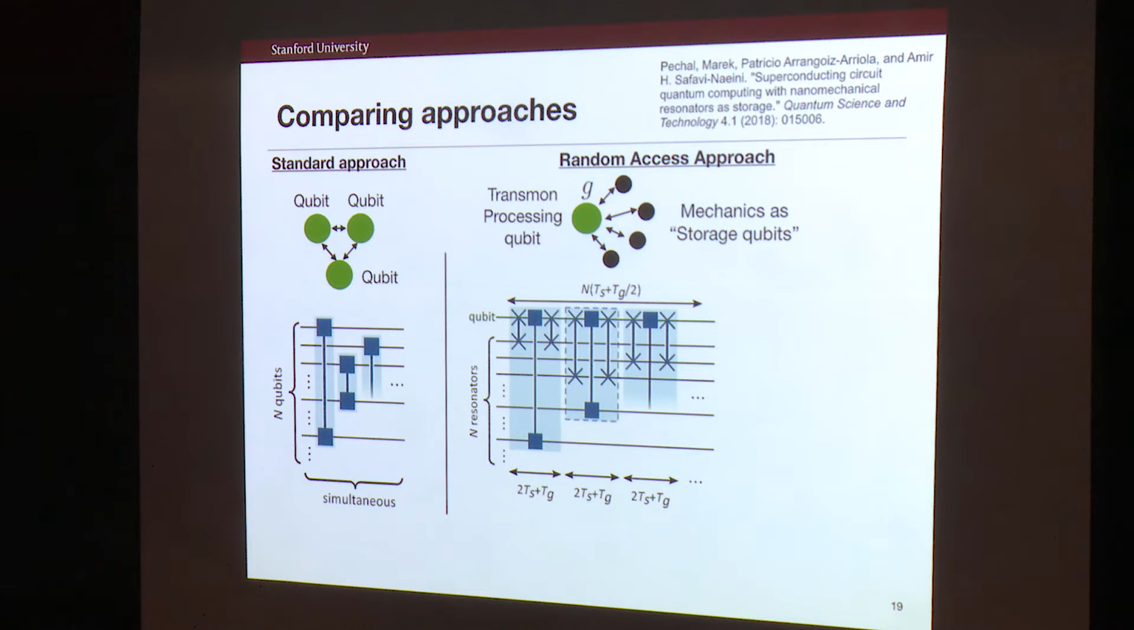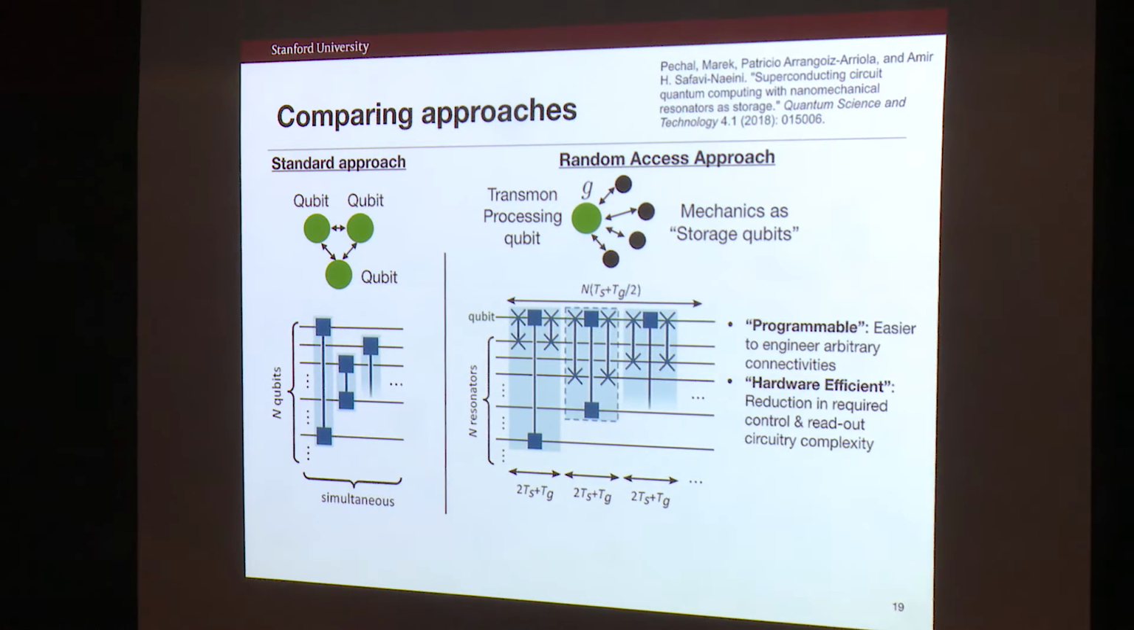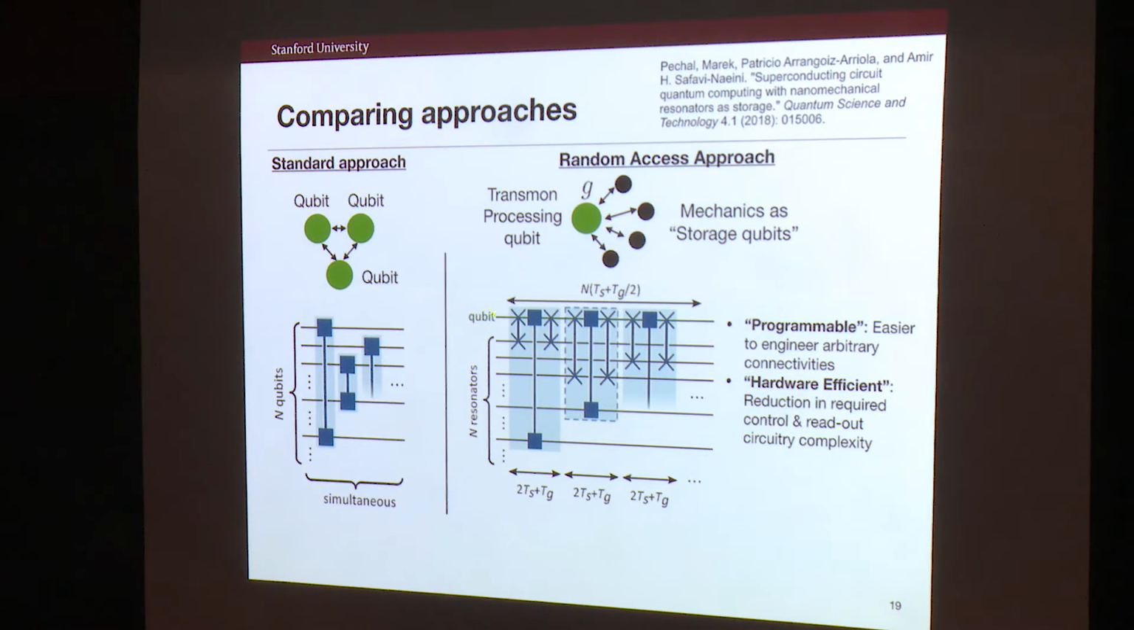And so this way I can sort of mimic this serially. Instead of doing everything in parallel, you do it serially. So the nice thing is that this is programmable and it's hardware efficient. It's hardware efficient in the sense that there's only one control line. It's just the control line to this qubit.